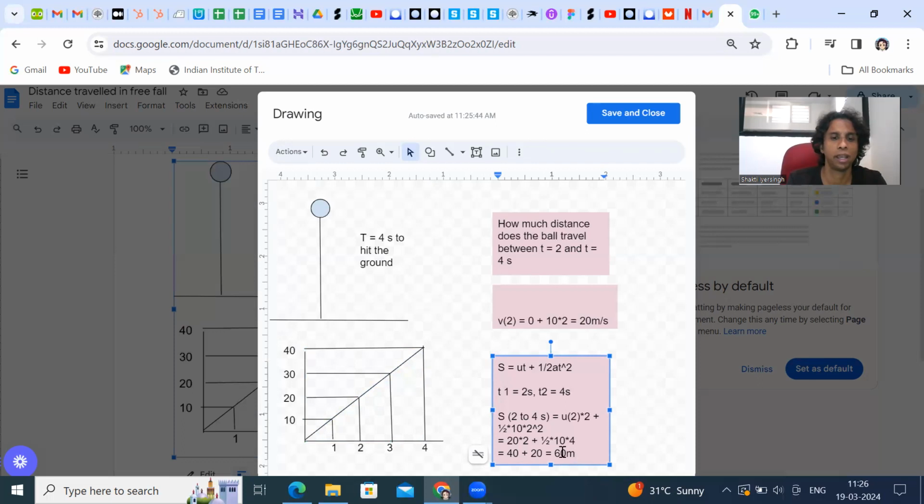So please go ahead and try and find out the distances that the ball travels between 0 and 1 second, 0 and 2 seconds, so on and so forth, and experiment and enjoy.